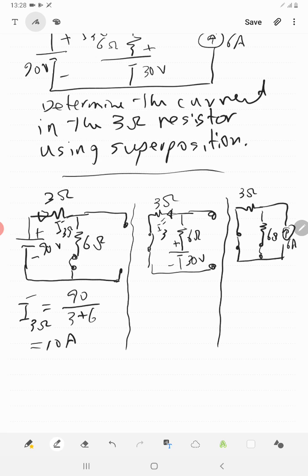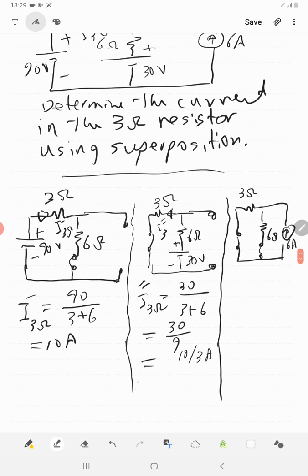I 3 ohms double prime is equal to 30 divided by 3 plus 6, which is 30 divided by 9, which is equal to 10 divided by 3 amps.